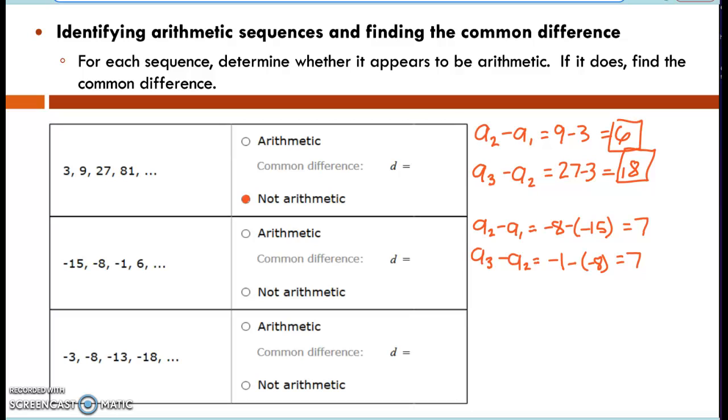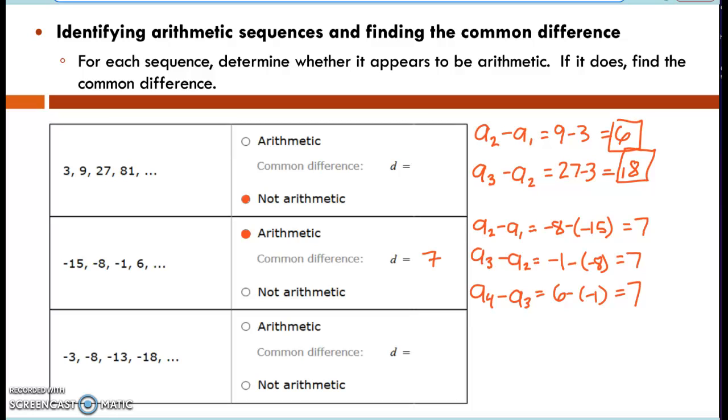Now, just to double check, we see we have a common difference there. But just to check, let's check the fourth term minus the third term, and we get 6 minus negative 1, which is also 7. So this is an arithmetic sequence because it has a common difference, and that common difference is 7.